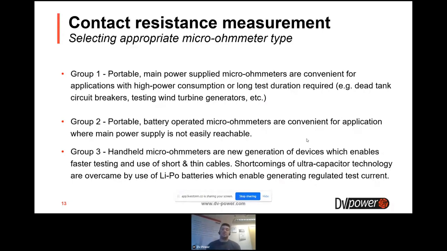So in most cases, if you want to perform fast testing and just check whether you have good connections and everything, it's convenient to use handheld devices because you will not have too many cables. It's very lightweight, and the use of these micrometers speeds up the measurement process. Of course, if you still need some more power and a long test with very high current, then you can also consider using battery operated micrometers, which are some middle solution between handheld micrometers and the main power supplied micrometers.